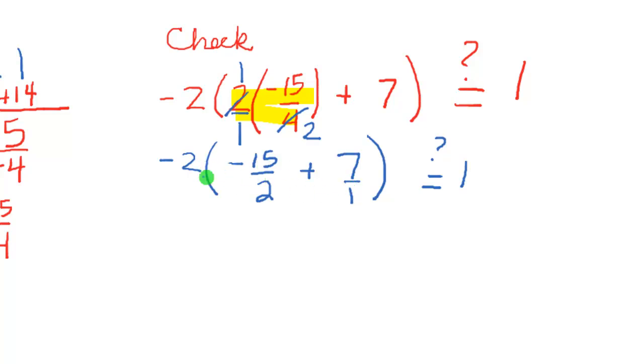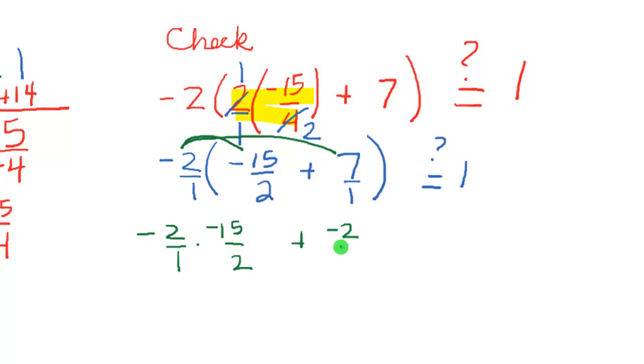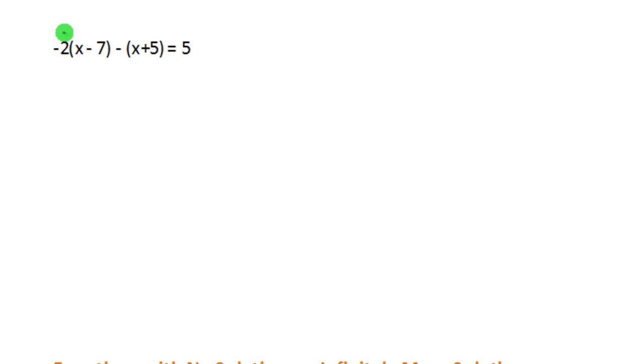Now I'm going to use my distributive property, primarily because there'll be fewer fractions that way. And so I'm going to distribute the -2, and that means -2/1 times -15/2 plus -2/1 times 7/1. And in this first set of fractions, the 2s do reduce, they cancel, which leaves me with a -1 times -15, which is a +15. And in the second fraction, I have a -14, -2 times 7. 15 minus 14 is 1, so that checks.